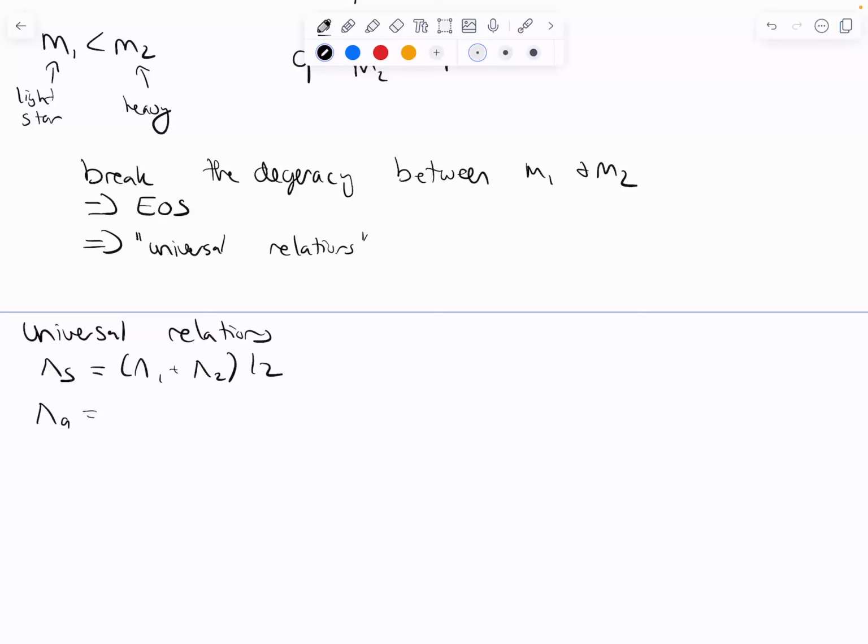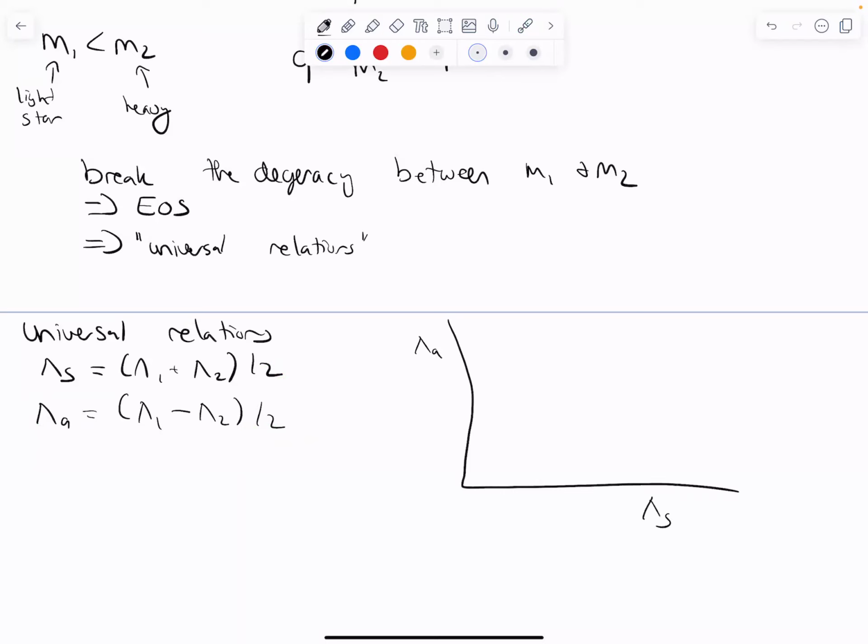So you have these two universal relationships between lambda 1 and lambda 2, which is basically the symmetric tidal deformability and the asymmetric one. Oh, sorry, I forgot a negative sign. This should be negative. So anyways, the symmetric one is you just take the average of the two. The asymmetric one is you take the difference and divide by 2. And so you can then make a plot that looks like this: lambda A versus lambda S, and you get some sort of line that's more or less like this.